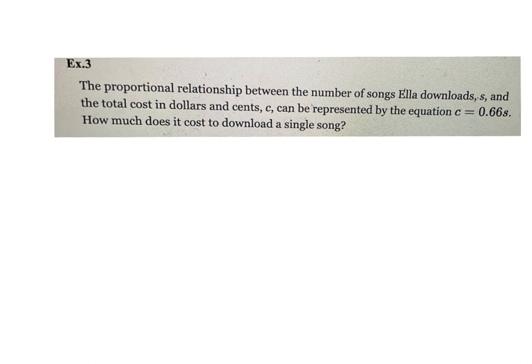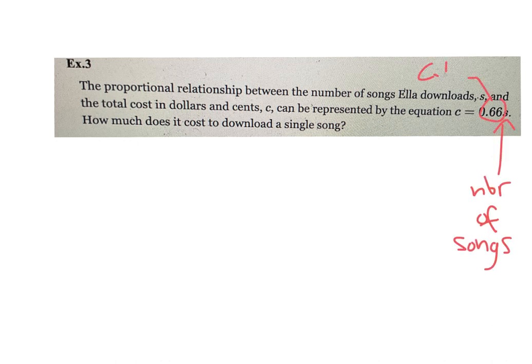Example 3, the proportional relationship between the number of songs Ella downloads, S, and the total cost in dollars and cents, C, can be represented by the equation C equals 0.66S. How much does it cost to download a single song? So as the story tells us, C is the cost, S is the number of songs, and like always, our constant of proportionality is in that spot right there.